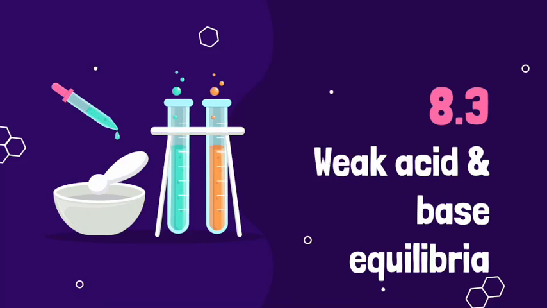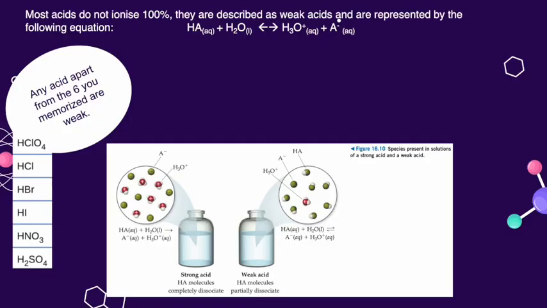Let's start section 3 of unit 8 about weak acids and weak bases equilibria. We will be calculating the Ka value or something in that equation. So we have memorized 6 strong acids, and we assume that 100% of them ionize. Apart from those 6 acids, we assume that they barely or partially ionize.